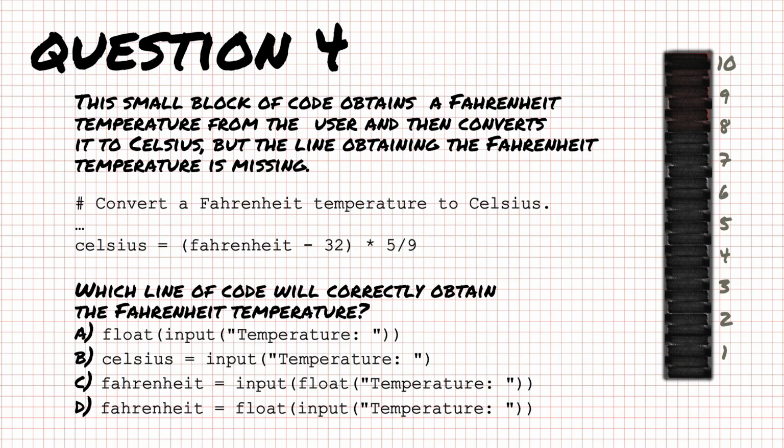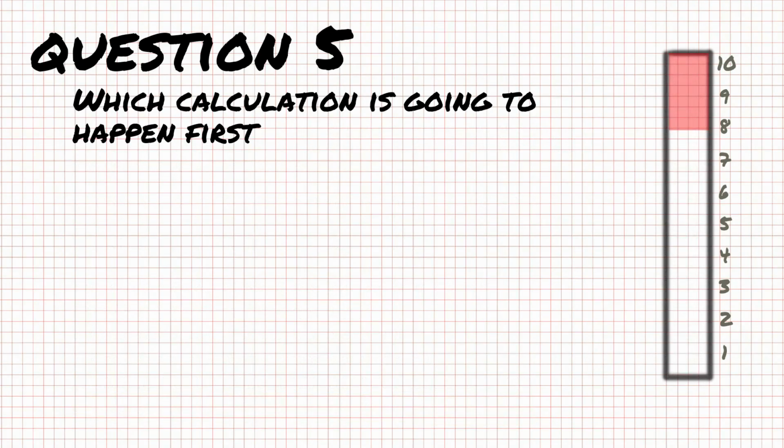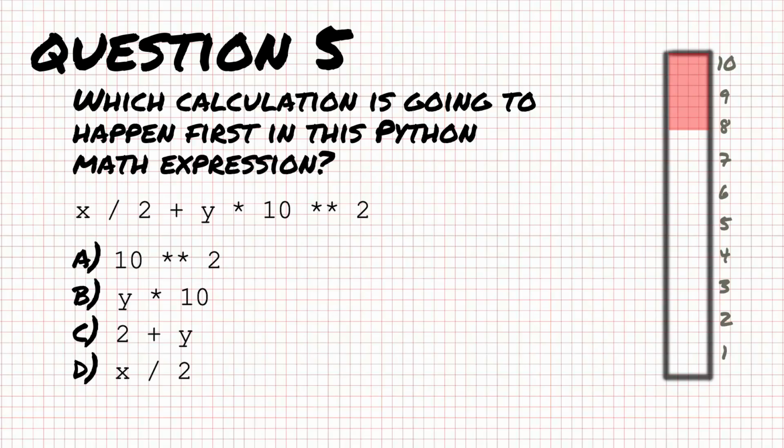The correct code for obtaining a Fahrenheit temperature from the user is D, fahrenheit = float(input("temperature")). The argument to the input statement is the prompt. The input function returns a string, which is then converted to a float by float. That must be stored in the variable fahrenheit for the next line of code to be able to use and convert it.